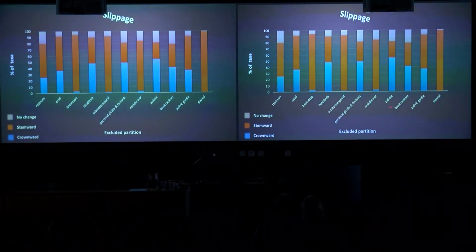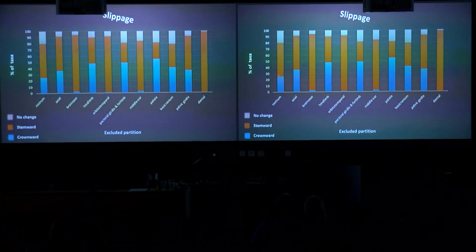For each excluded partition, you can see in orange the percentage of taxa which showed stemward slippage, and in blue the percentage of taxa which showed crownward slippage. And then in gray, we've got stationary taxa which don't move up or down. And there was quite a bit of variation. As I expected, removing the brain case partition, which supports the more superficial clades, causes almost all of the taxa to fall down the stem.